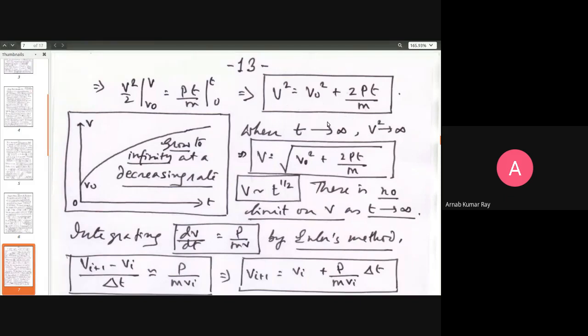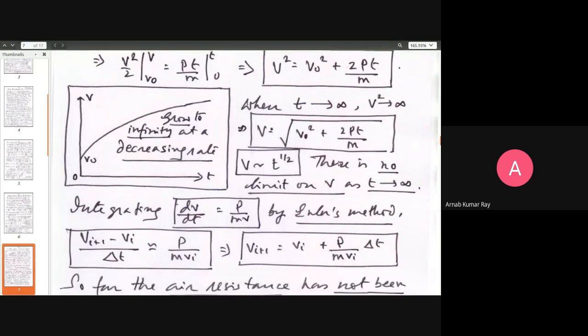And as you can see, when t goes to infinity, v squared will also go to infinity. So v is equal to square root of v naught squared plus 2pt by m. So basically, when t goes to very large values, you can neglect v naught squared. And so basically, the behavior is approximately of the order of t raised to half, I mean proportional to t raised to half, or whatever you want to call it.